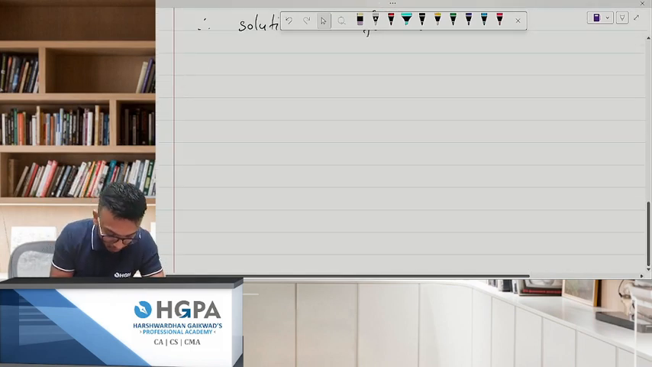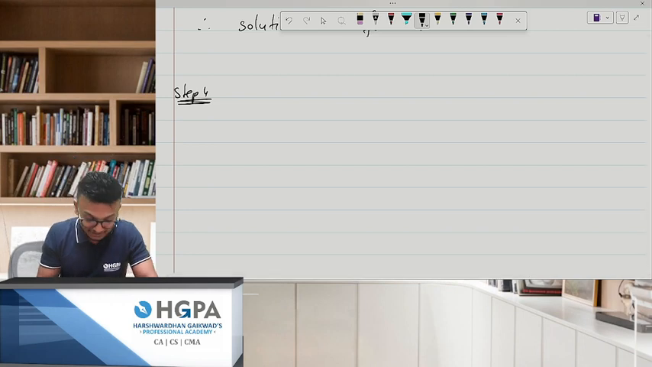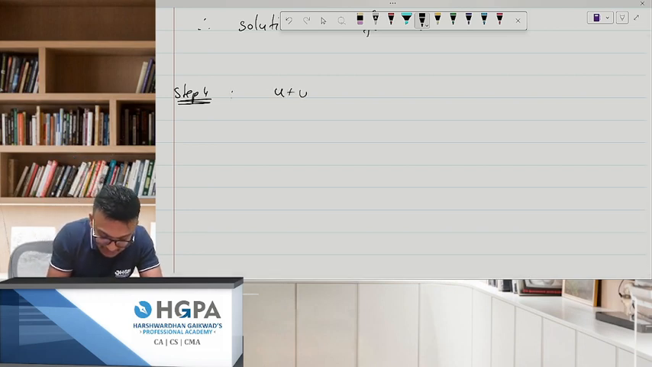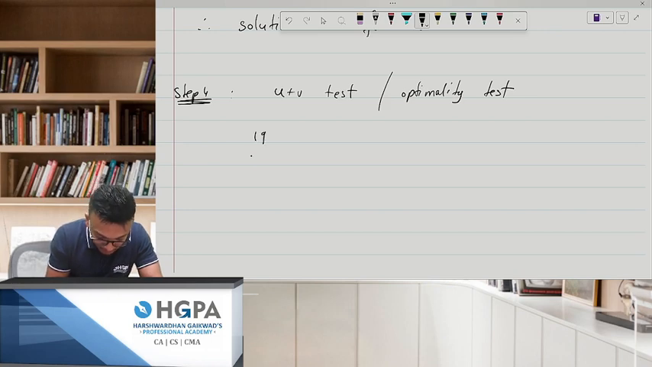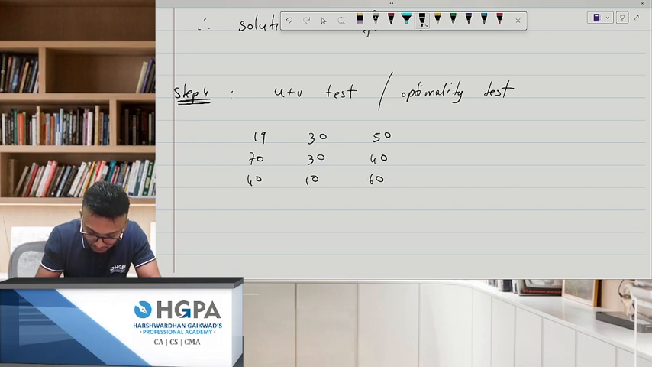Now, step number 4, which is the most important step, and that is what? U plus V test, also called the optimality test. Now, this is important. You have to stay with me, okay? Please copy down the matrix first. 19, 70, 40, 30, 30, 10, 50, 40, 60, 12, 60 and 20.